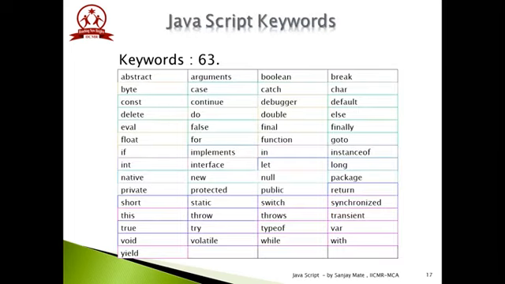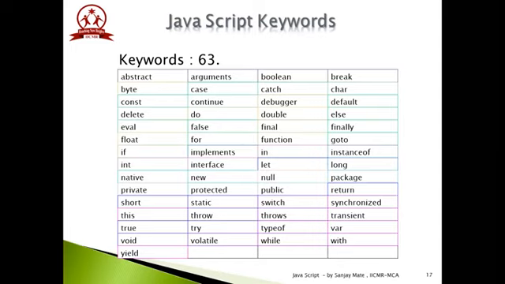After that, we are going to see the keywords. There are 63 keywords in JavaScript: abstract, byte, const, delete. These keywords are not used for variables or identifiers. These are the reserved keywords, each having its own predefined meaning in JavaScript.